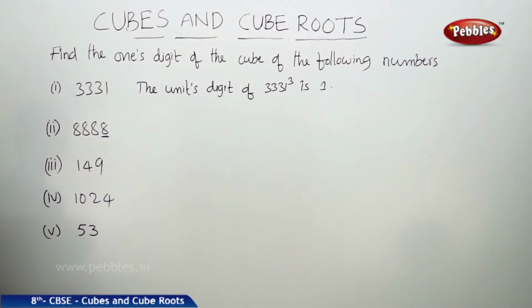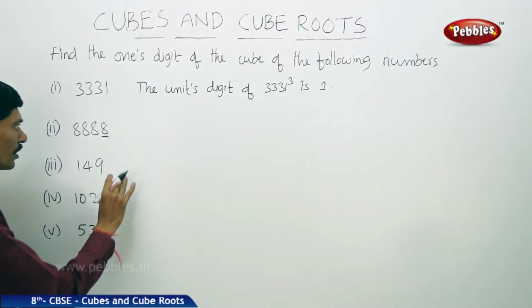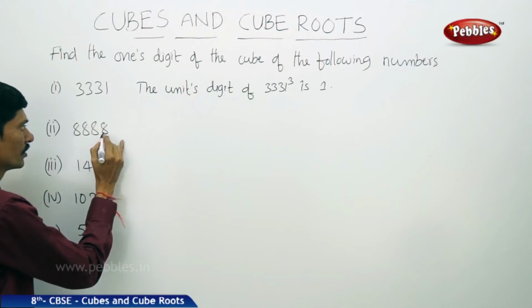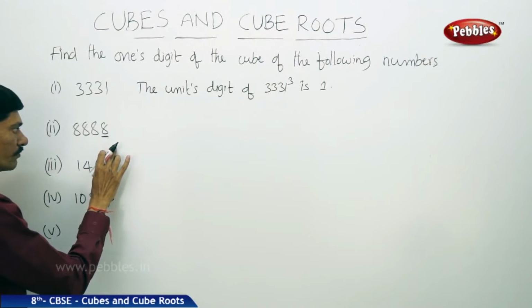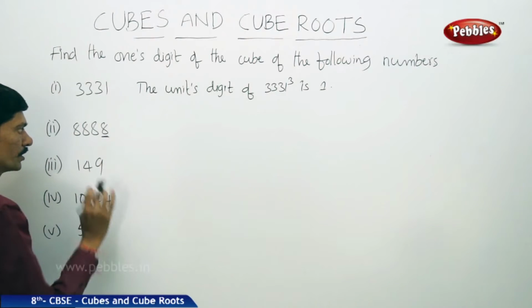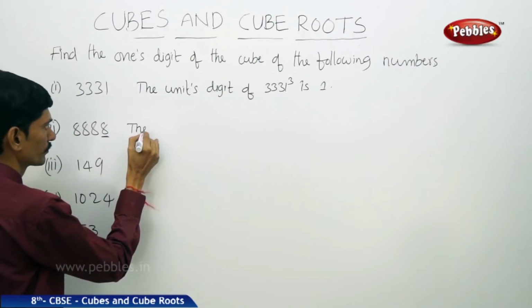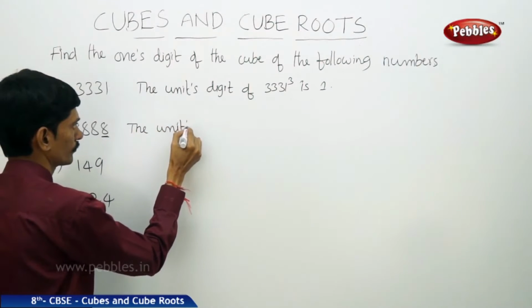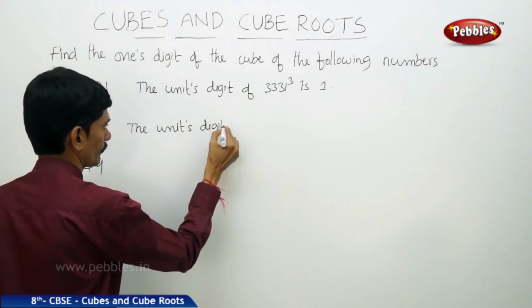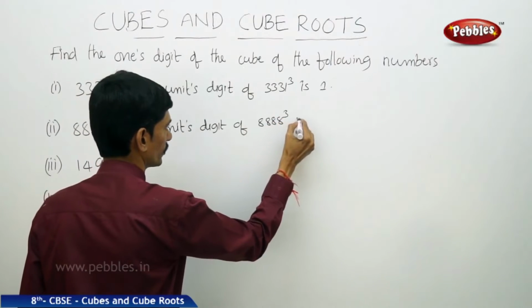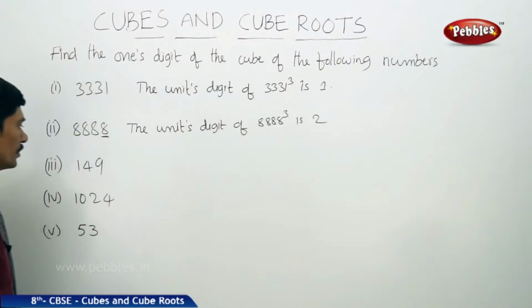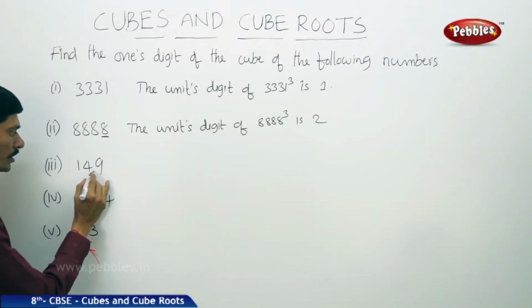So if a given number ends with 8, then its cube ends with 2. This can be observed in the table which I have done already. And even you can find 8 into 8 into 8. 8 8s are 64 and 64 8s are 512. So the units digit is 2. So the units digit of 8888 cube is 2.